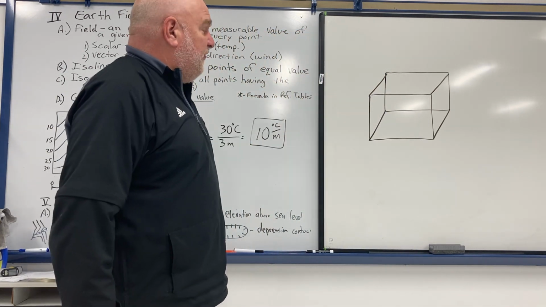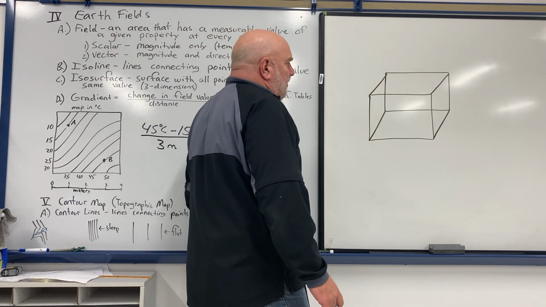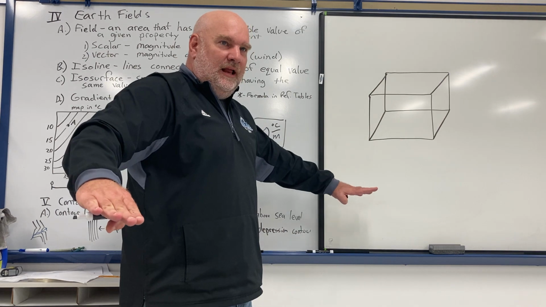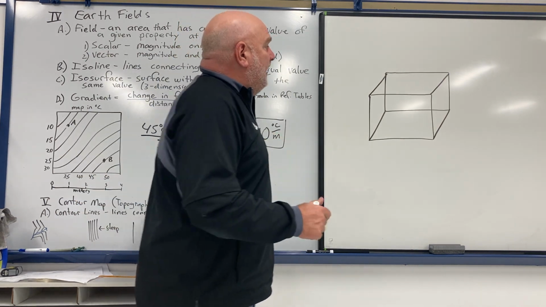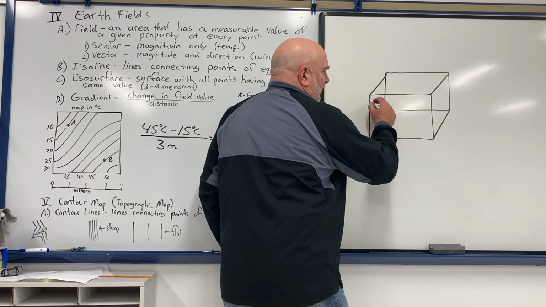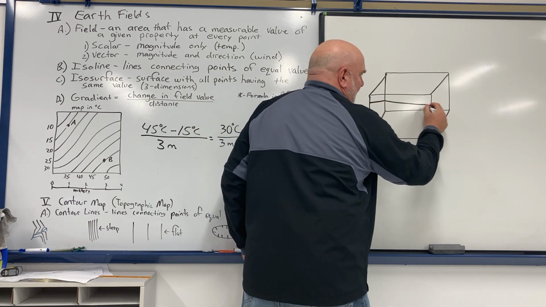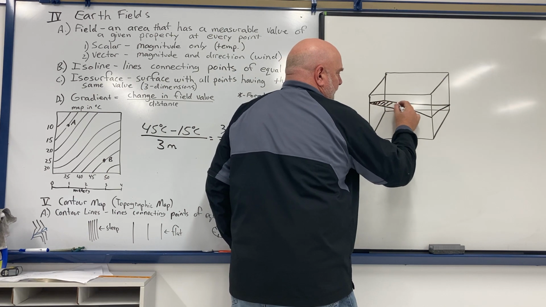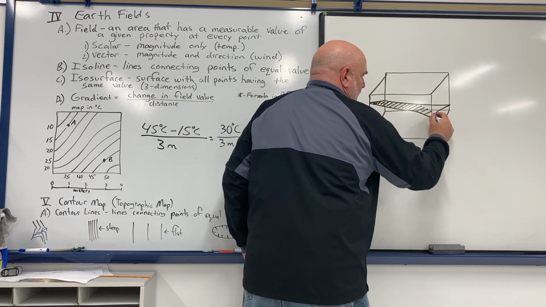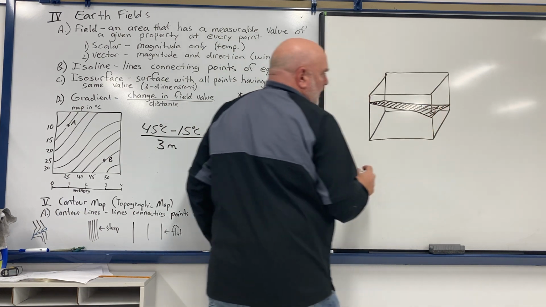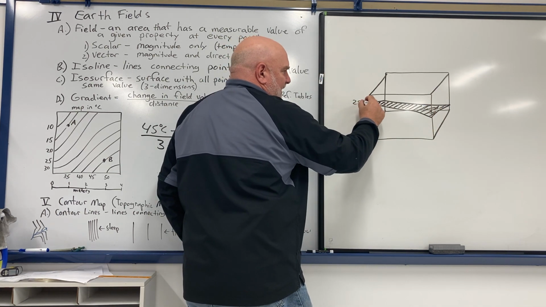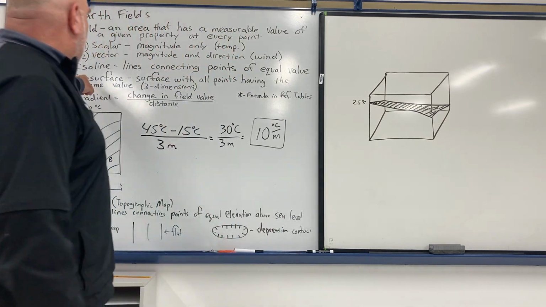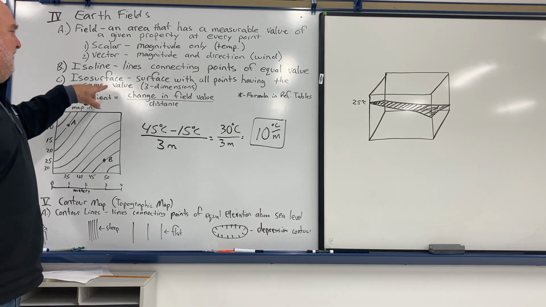Okay, so let's say that's a classroom, and I had people take a bunch of temperature readings around the room, not just at one level, but at a bunch of different levels. I could make an isosurface. An isosurface would be something that looks like this. That might be the 25 degrees Celsius surface or layer. So that's what an isosurface is, a surface with all points having the same value.